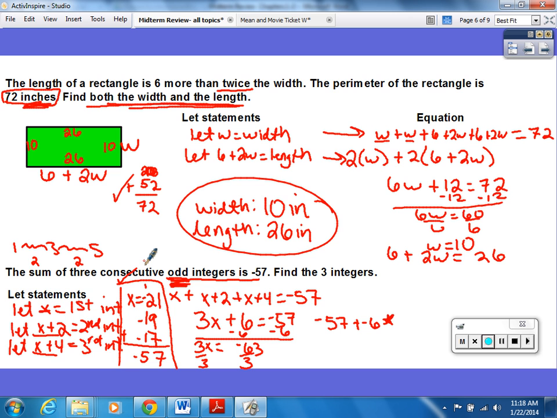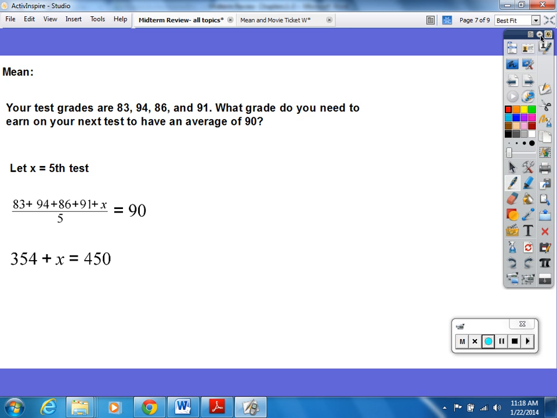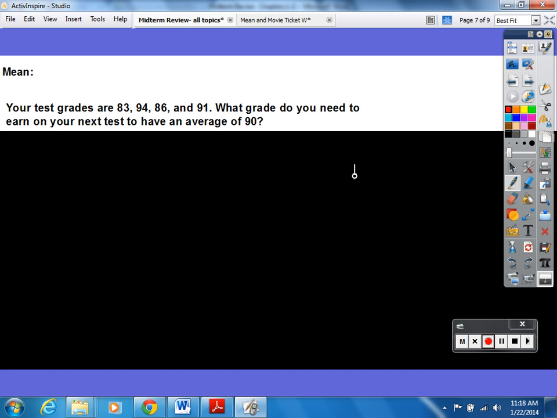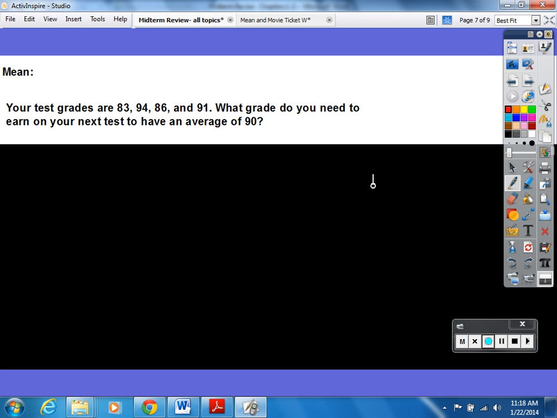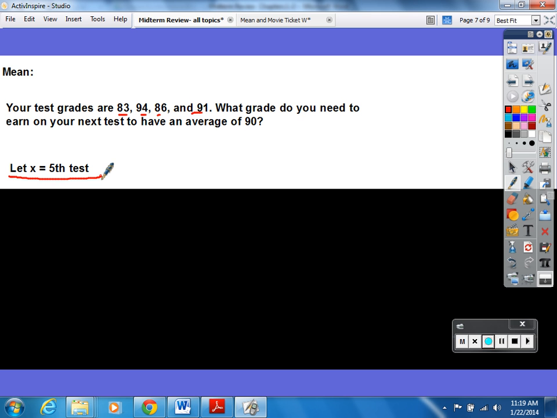All right? Finally, last but not least, we have a mean problem, one of these test score problems. Here we are. Your grades are 83, 94, 86, and 91. What grade do you need to earn on your next test to have an average of 90? So what we're looking for is the average of 5 test scores, even though here we're only given 4 scores. And so we're going to start with a let statement. Let x equal the 5th test. We know that x can be the next test, the 5th score. I'm not going to be picky about how you define your variable. And now we're ready for the equation.